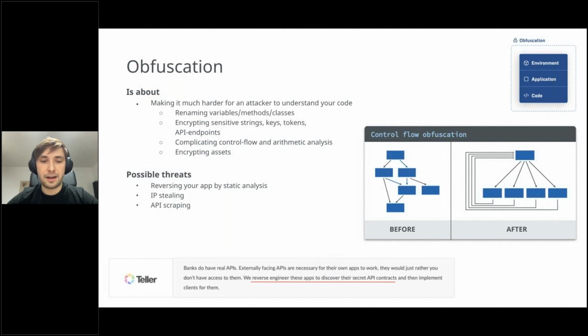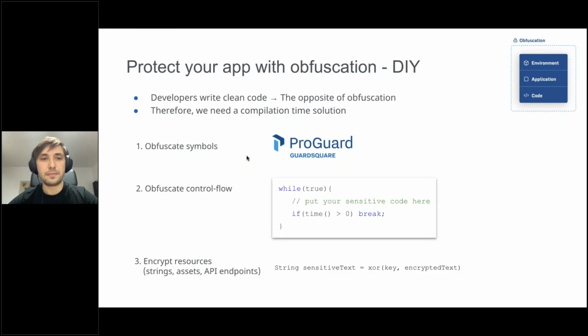So there are a lot of companies whose primary focus is to reverse engineer apps and discover their secret API, and then they implement clients for them. So if we want to keep our IP for ourselves, we should remember about obfuscation. So, a couple of ideas on how to obfuscate your app.